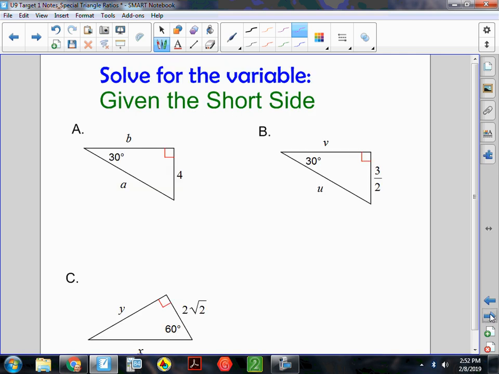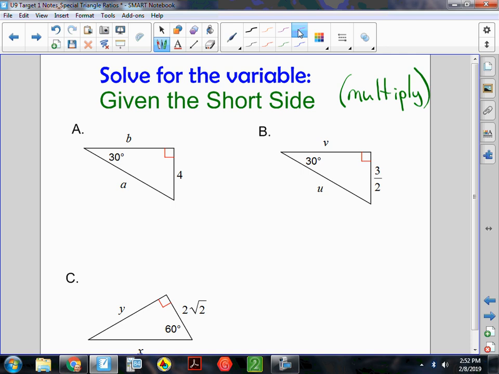For all of these problems, we're starting with the short side. Every time you have the short side, you are going to multiply to get the larger sides. The reason for this is because the ratios we're using, 2 and square root of 3, are both larger than 1. So if I'm taking a small side of the triangle and trying to get a larger side, I need to make my number bigger. So we're going to do that by multiplying.